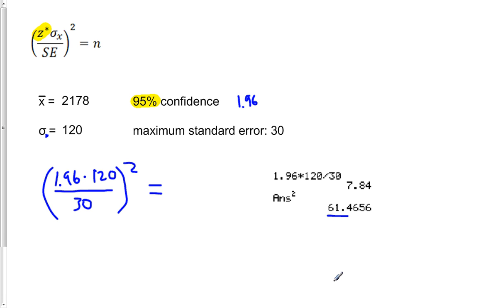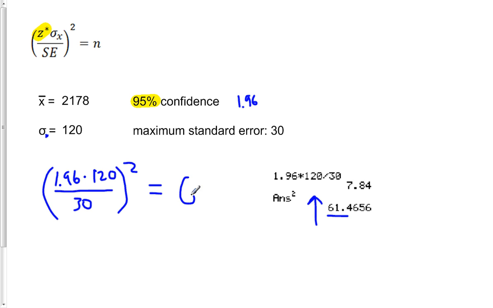Remember, sample size, for example, would refer to the number of people that you would go out and ask. You're going to go out and ask 61.46 people? I don't think so. So whenever you're dealing with sample size, you're going to round up. Always up. Even if it's 61.1, you're going to round it up to 62.